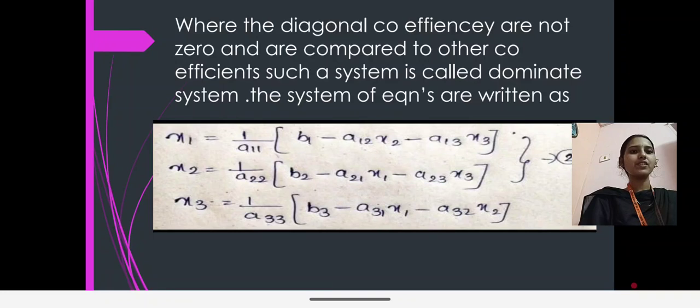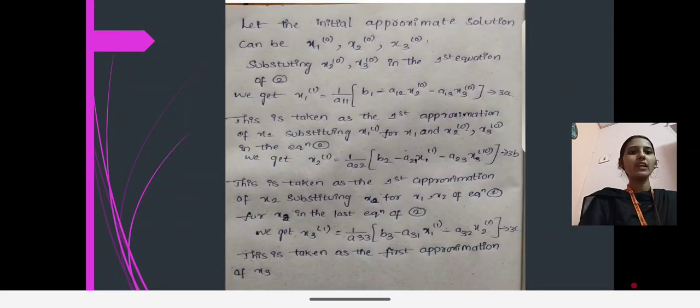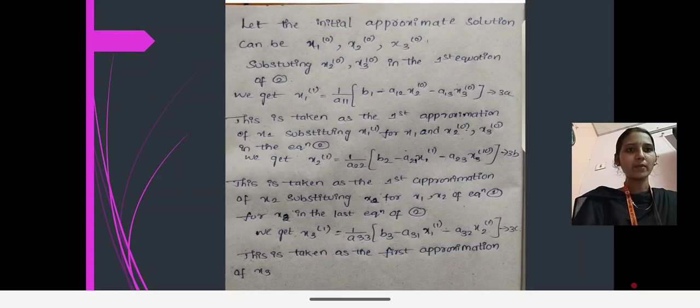The system of equations is written as x1 = 1/a11 (b1 - a12x2 - a13x3), x2 = 1/a22 (b2 - a21x1 - a23x3), x3 = 1/a33 (b3 - a31x1 - a32x2). Equation 2. Let the initial approximate solutions be x1^(0), x2^(0) and x3^(0).